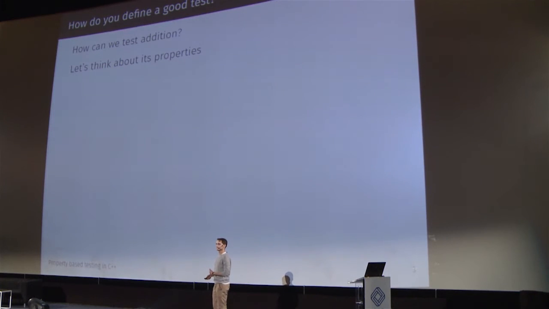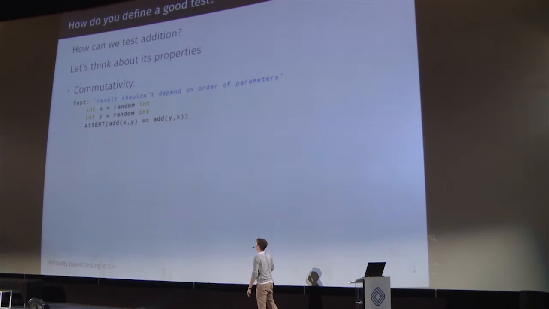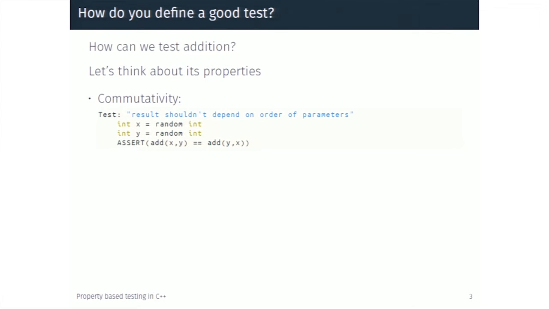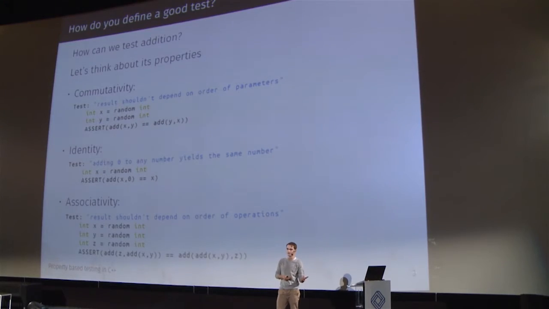So let's try to define those in pseudocode. For commutativity, you take two random numbers, you use the add function, and then you use it with the reversed order of parameters. It should always be equal, right? For the additive identity property, you add 0 to any random number you want, and you should get the very same number back. And then you've got the associativity: you add three numbers, and then you reverse the other operations, and it should always be the same, right? Setting aside overflows, underflows, and stuff like this, that should always work.